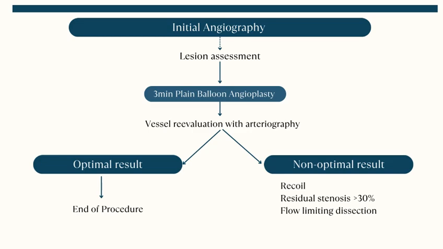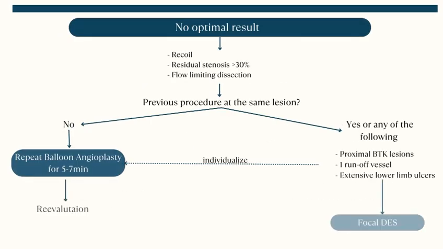We then reassess the vessel's condition with a follow-up arteriography, where we may encounter 2 scenarios. If the outcome is optimal, we conclude the procedure. If not optimal due to recoil, residual stenosis greater than 30%, or flow-limiting dissections, a drug-eluted stent may be placed. In the latter case, we consider whether the patient has previously undergone revascularization in the same segment.